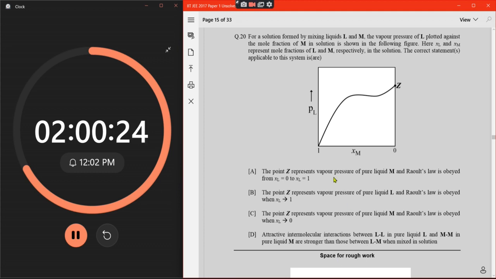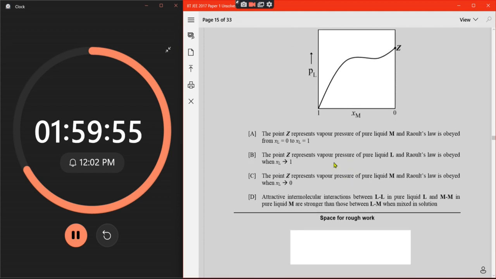Right, because it went up, which means free space is left. Yes, you can do that in that case. Which one is volatile and which is not, nothing is given. Okay, whichever. Attractive interactions between L in pure liquid and M in pure liquid are stronger than between L and M when mixed in solution. I think that's right, because L in pure liquid form is going up because of that. Yeah, it doesn't want to stay in the liquid. But then doing so will reduce the concentration. Well, that doesn't actually make any sense, I don't know, just move on.